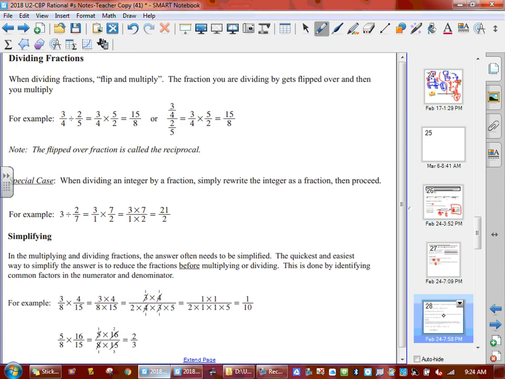Alright, let's take a look at the dividing fractions rule. If you look at the rules, it told us that we are going to reciprocate. Reciprocate means flip the fraction that's after the divide sign.